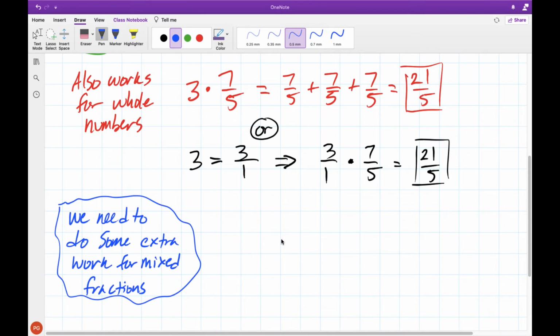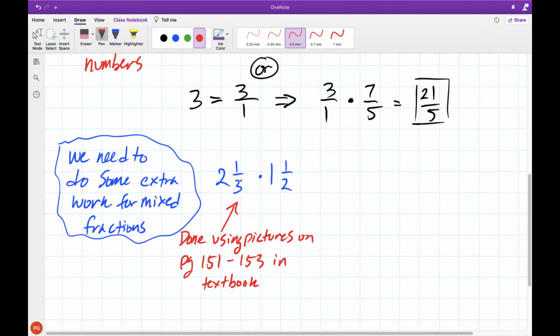Now so far it's been pretty smooth sailing. If we have mixed fractions, however, we have to do some extra work. If we have 2 1/3 times 1 1/2, we can't just multiply the tops and bottoms together and multiply the first 2 numbers together. That turns out to give us the wrong answer.